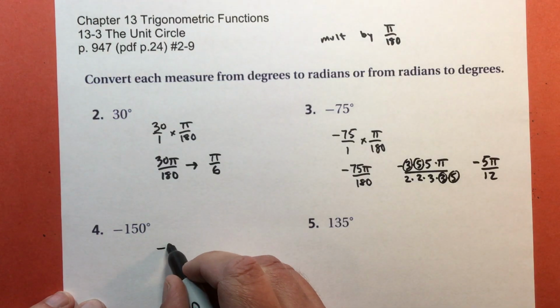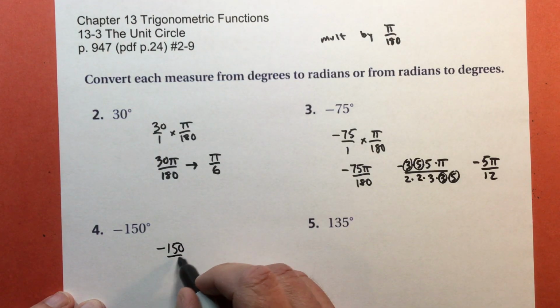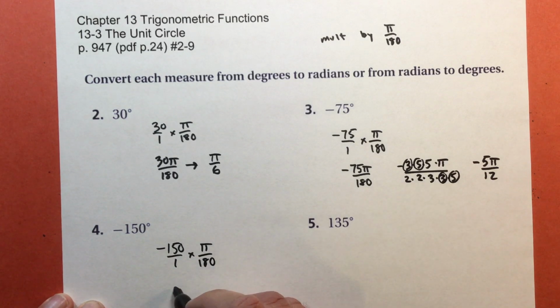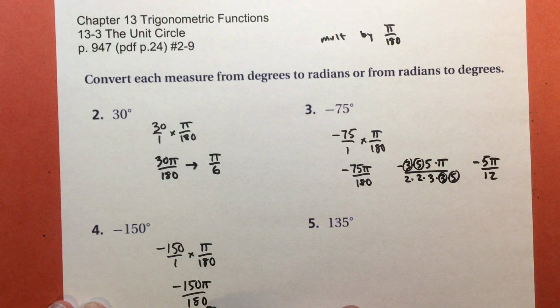Negative 150 multiplied by pi over 180. This is negative 150 pi over 180. The 10's are going to reduce, and it looks like the 3's are going to reduce. So this is going to give me negative 5 pi over 6.